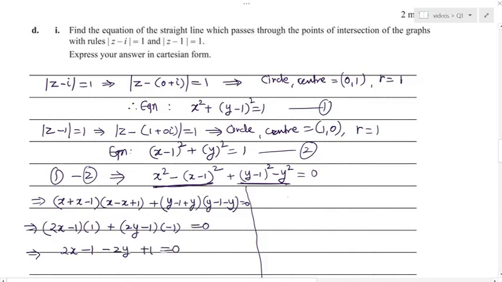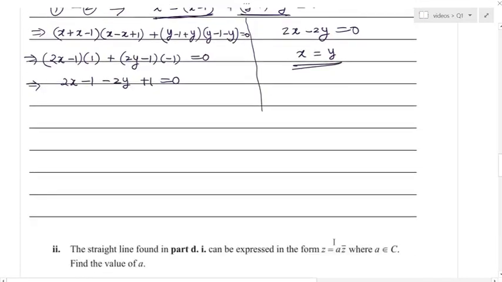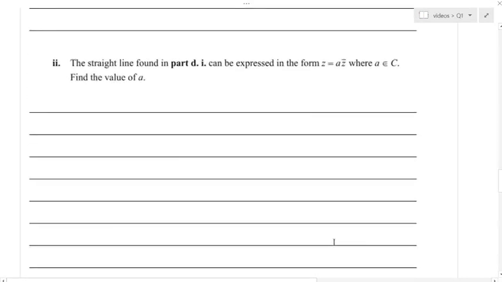I go to the next column here. So what we have is 2x − 2y = 0, so x = y. And obviously, if we look at our previous work, the 2 points of intersection that we found both lie on this line, x = y. So that's your solution for this question.